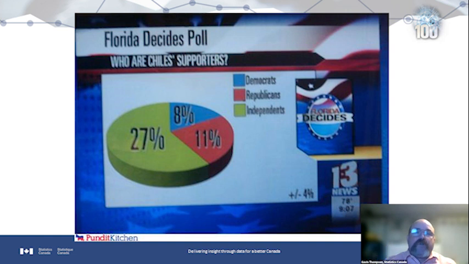Now, here's an incorrect use of a pie chart. So this was for an election. It wasn't a recent election. This one was years ago. The thing that I enjoy about this especially is they've added the margin of error down on the bottom as plus or minus 4%. So that's really good. So where are these supporters coming from? This person has 27% support from independents, 11% support from Republicans, 8% support from Democrats.